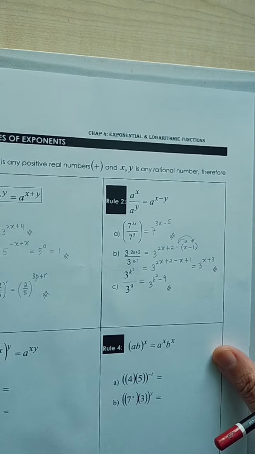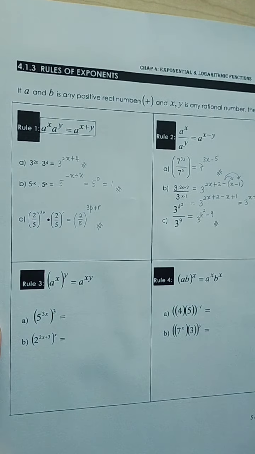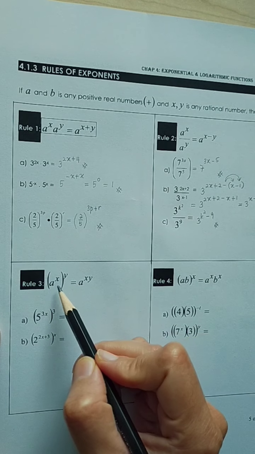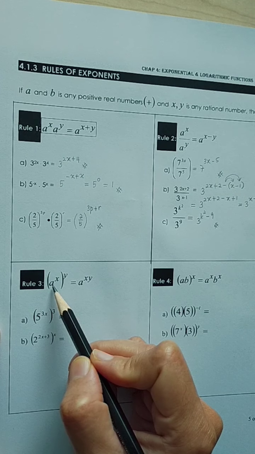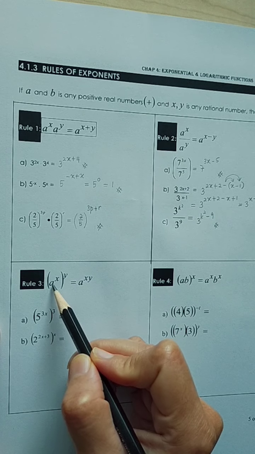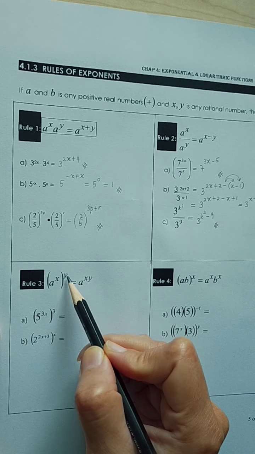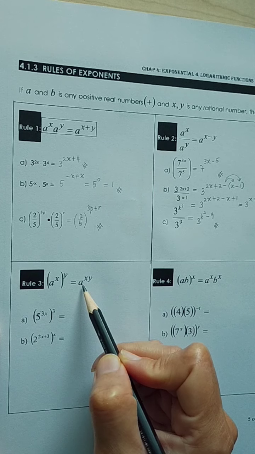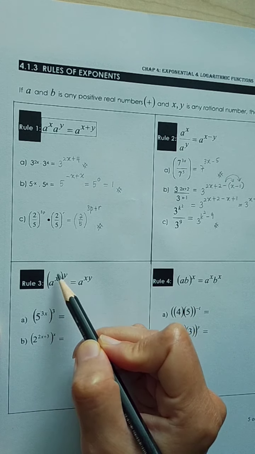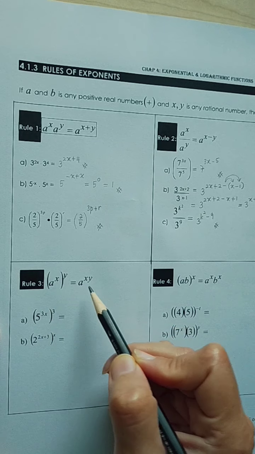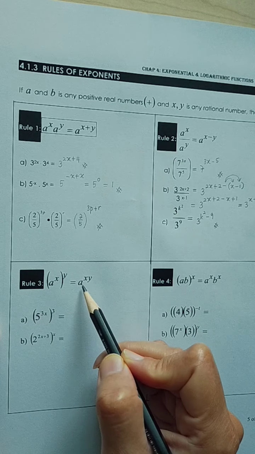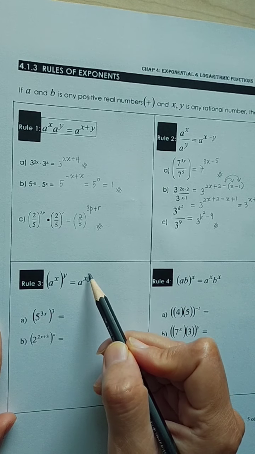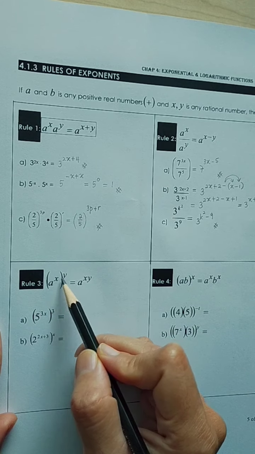Okay, now let's move on to rule number 3. This rule is saying about whenever you have a power raised to another power. Okay, this is the same as you have another power outside the bracket. This is the same as you will multiply the power. Okay, you will simply multiply the power.